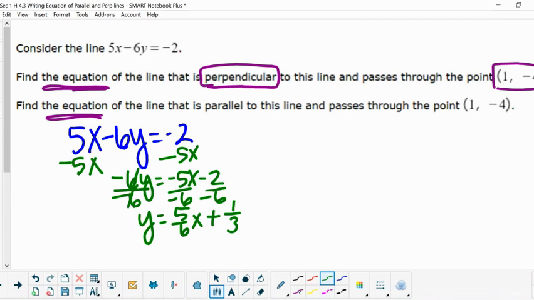But what we really need is the slope. We're not super concerned about the y-intercept right now. We just need the slope. So Coda, what is the slope we just found? Okay, 5/6. Box that out. That's what we're going to be using.